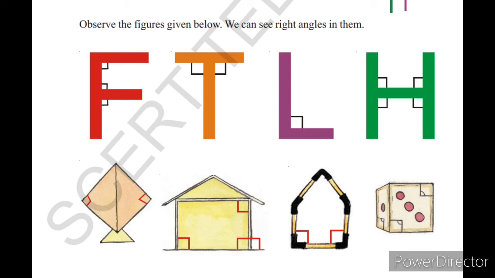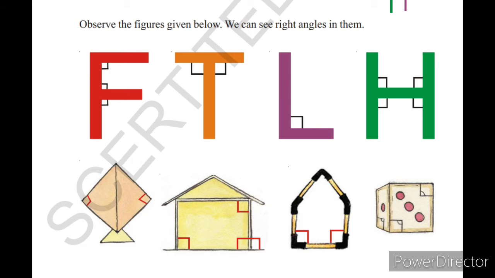Observe the figures given below. We can see right angles in them. If you observe all the pictures here, F, T, L, H, all these have right angles. The marked angles are all right angles, that is 90 degrees. And below also you can see the figures: kite, house, dice. All these things also have right angles.